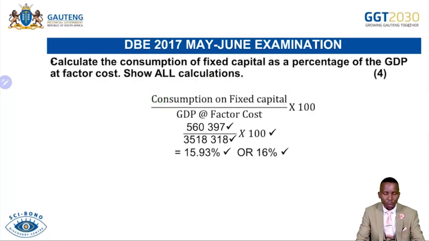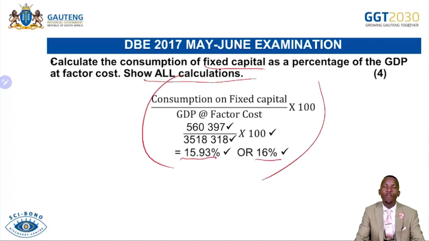And then calculate the consumption of fixed capital as a percentage of the GDP at factor cost. Show all calculations. Now you have to calculate consumption of fixed capital divided by GDP at factor cost, times 100 over 1. So you take the value of consumption of fixed capital, 560,397, divided by GDP at factor cost, which is 3,518,318. Then multiply by 100. You get your 15.93 or you get your 16. Show all calculations to get 4 marks.